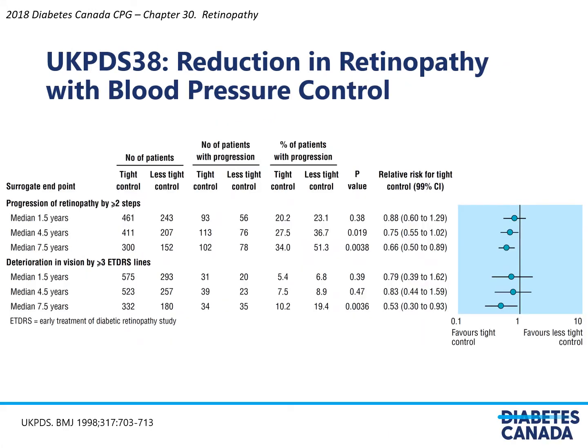So if we take a closer look at retinopathy data from the UKPDS, it is fairly clear to see that the point estimates are all on the left side of unity, and a number of them are in fact statistically significant, showing again that better blood pressure control is helpful for reducing retinopathy.